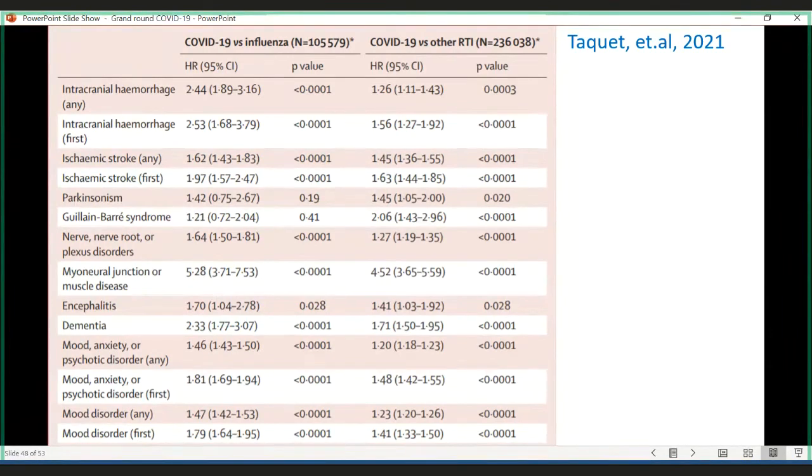And we can clearly see that the patients with COVID-19 had a higher chance of developing those complications, and this is true for almost all the neurological complications, and they are statistically significant. For the Parkinson and the GBS comparison of COVID-19 with the flu, it was not statistically significant, but it was statistically significant when comparing COVID-19 with other respiratory tract infection.